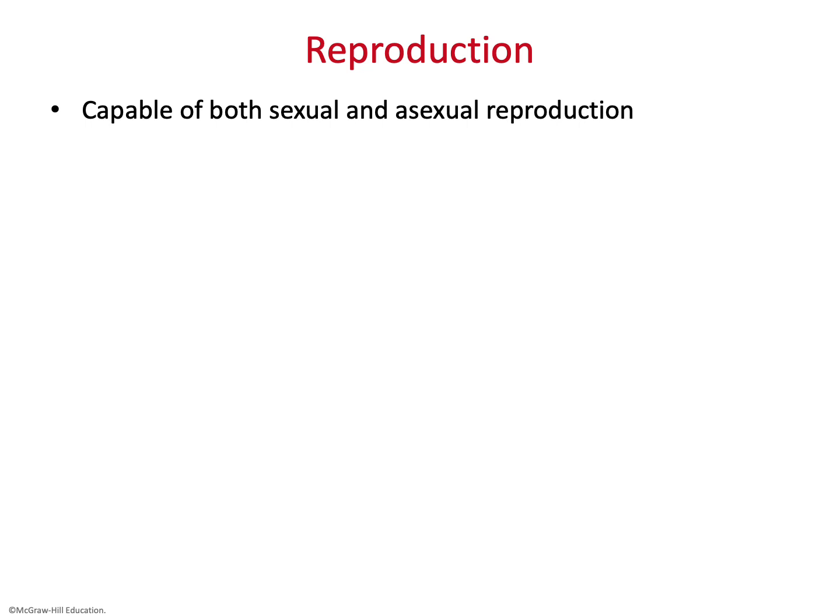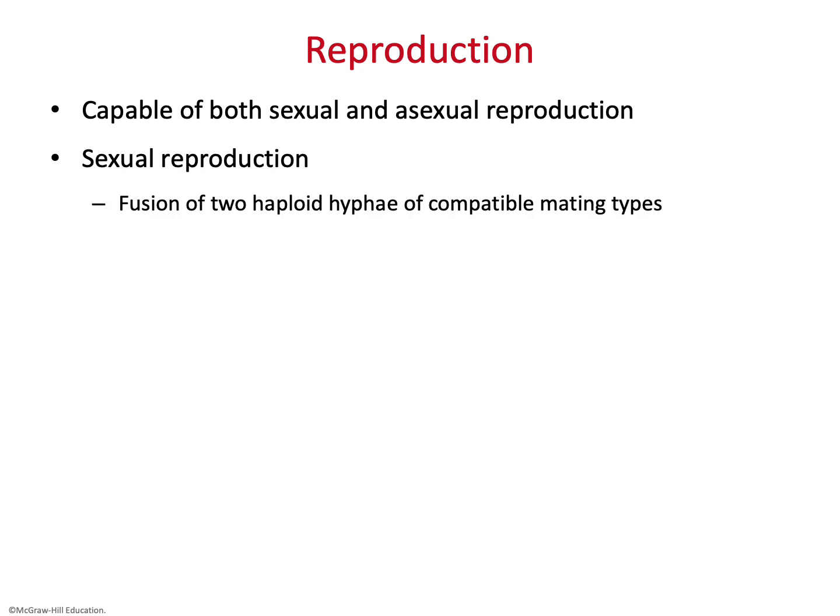Especially when we focus on fungal reproduction, many fungi are capable of producing both sexual and asexual spores. That means they have sexual and asexual reproduction. When a fungus is reproducing sexually, two haploid hyphae of compatible mating types may come together and fuse. This fusion has to happen, but the two mating types have to be compatible for the hyphae to be fused.